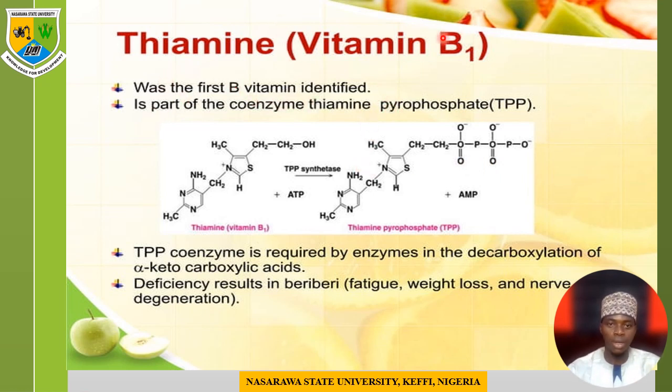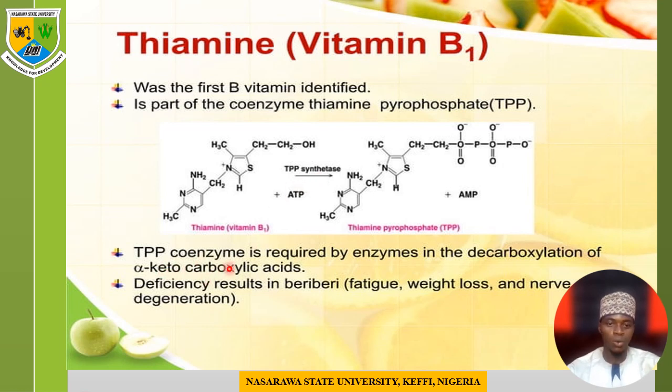Vitamin B1, which is thiamine, was the first B vitamin to be identified. It is part of the coenzyme thiamine pyrophosphate. This is just the chemical structure of thiamine pyrophosphate. This is thiamine, vitamin B1. It is synthesized with the help of what? ATP, by thiamine pyrophosphate synthesis.